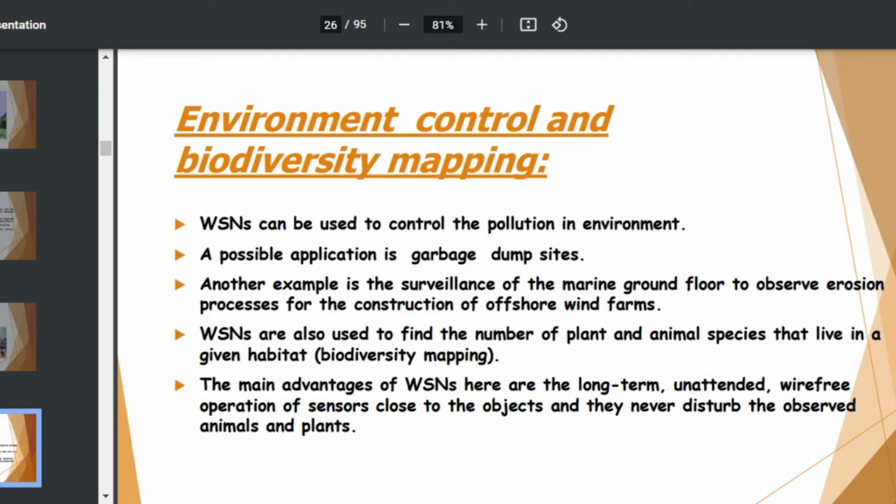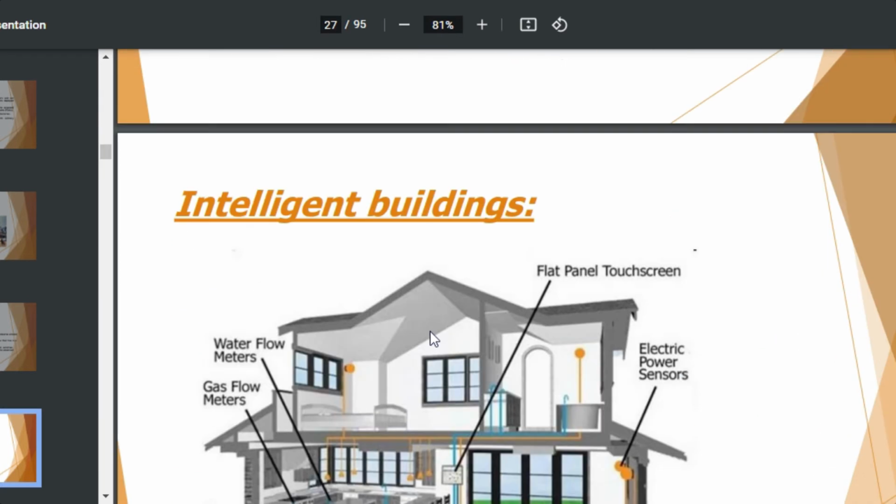Whenever garbage is dumped and it increases over the threshold, an immediate notification will be given to the nearest corporation office. And if an animal or a plant is in a very minimum number, in order to increase its numbers and monitor it long term, unattended, in all these things we will be making use of this wireless sensor network.